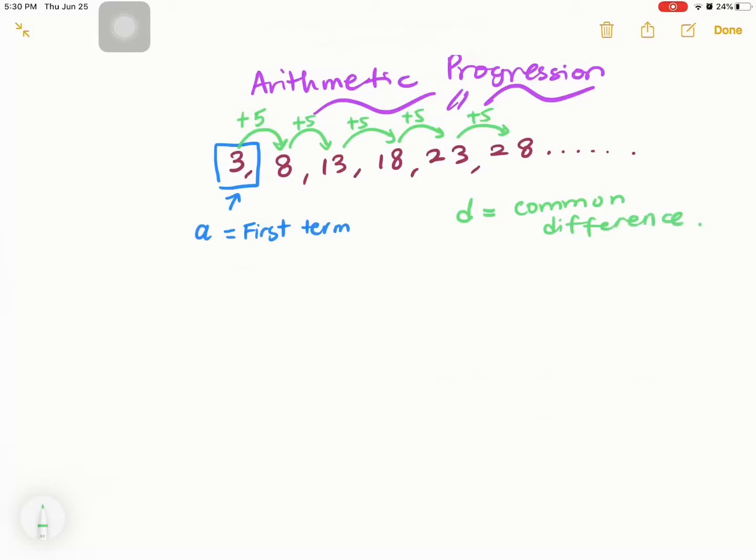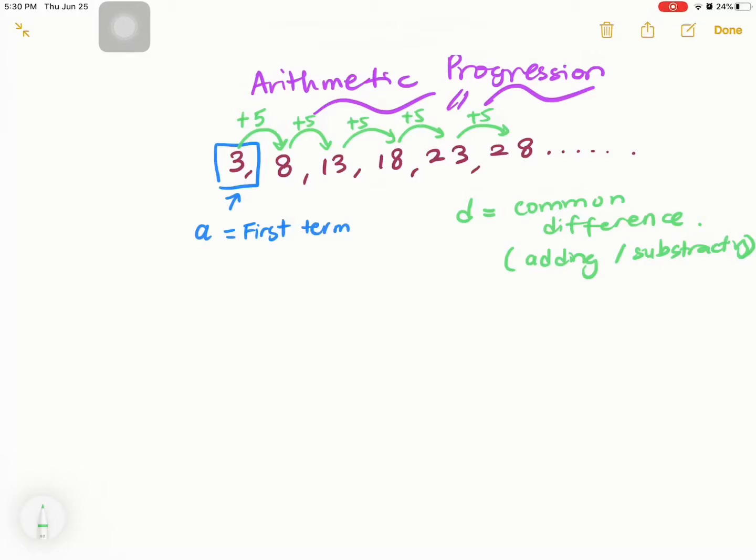The rule for a sequence of numbers to be an arithmetic progression is that it must have a common difference, and the common difference must be added or subtracted, so it increases or decreases by adding or subtracting the same number after each number.